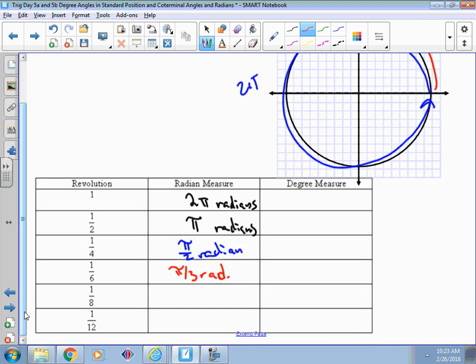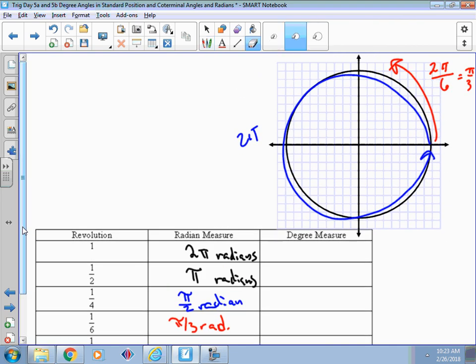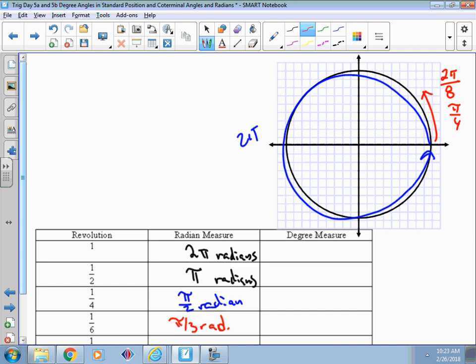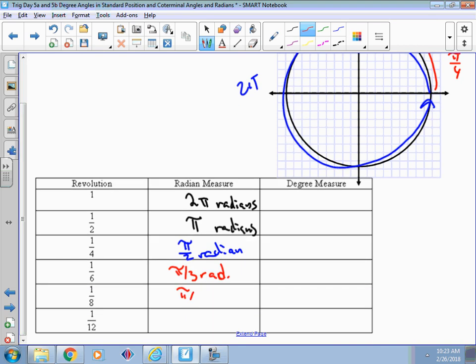How about 1/8? Okay, same logic: 2 pi to get all the way around the circle, but I only want 1/8 of the way. If it takes 2 pi to get all the way around the circle, and I only want 1/8 of that, then that would have to be pi over 4 radians.